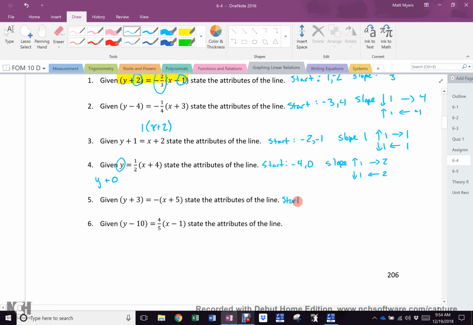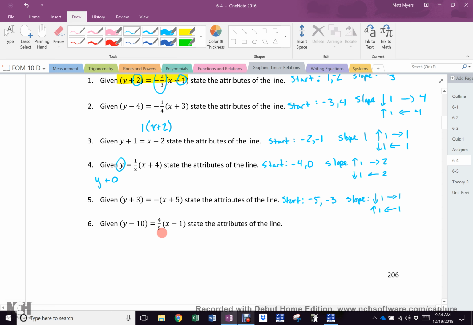There's a negative in front of the bracket. So what's my start? Negative 5, negative 3. And what's my slope? Negative 1. So that would be down 1, right 1, or up 1, left 1.